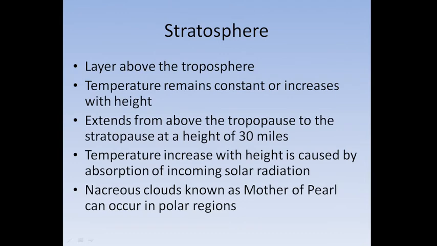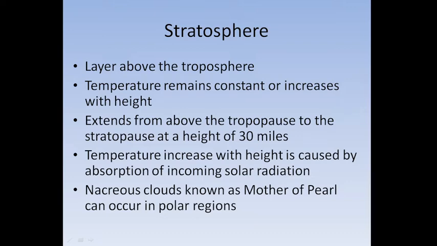Stratosphere, the layer above the troposphere, where temperature remains constant or increases with height. It's a stable layer. It extends from above the tropopause to the stratopause, a height of about 30 miles. The temperature increase with height is caused by the absorption of incoming solar radiation. And nacreous clouds, known as mother of pearl, can occur in polar regions.